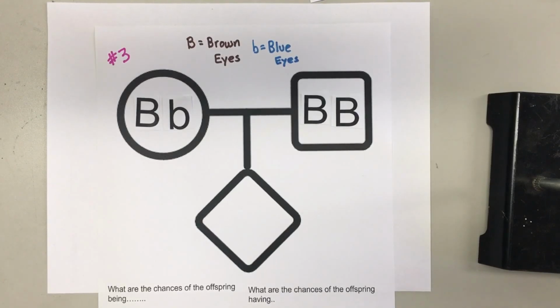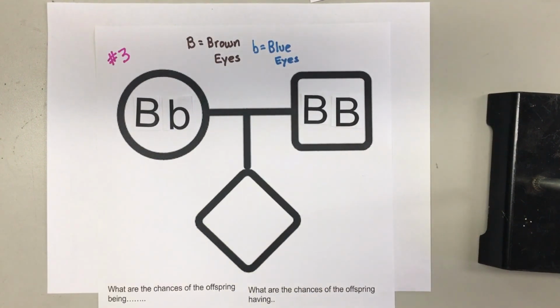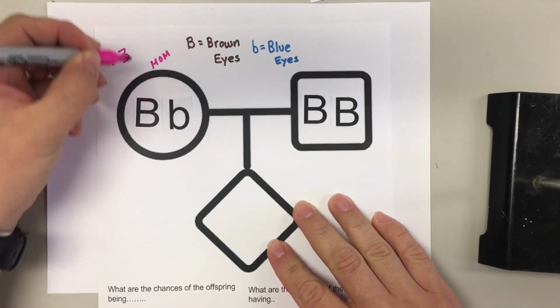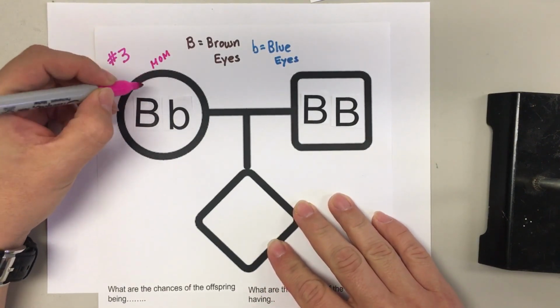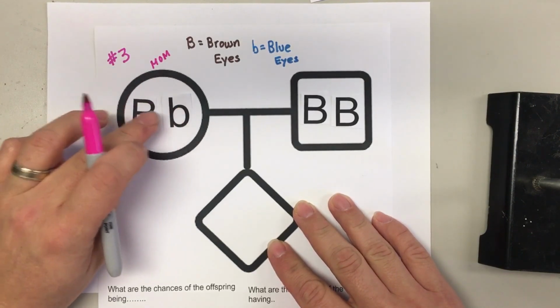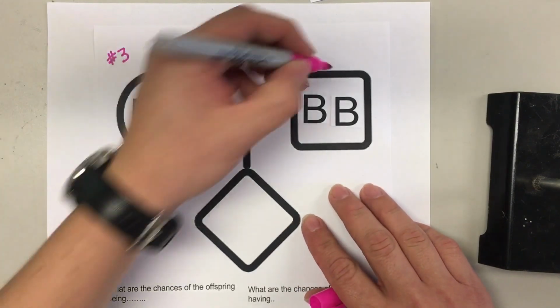All right, guys. Okay, problem number 3. Problem number 3 is a little bit trickier because now we're dealing with a parent and mom. Okay, here's mom. She is now heterozygous, so she has 2 different types of genes. In the other problem, we didn't have an option, right?